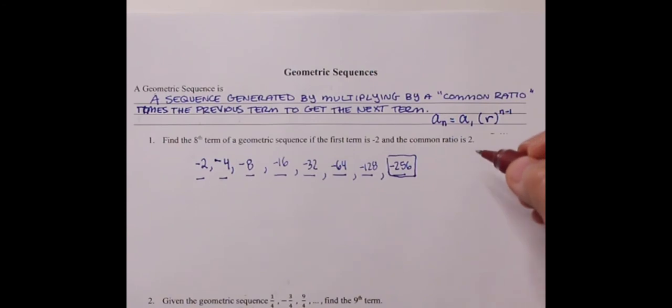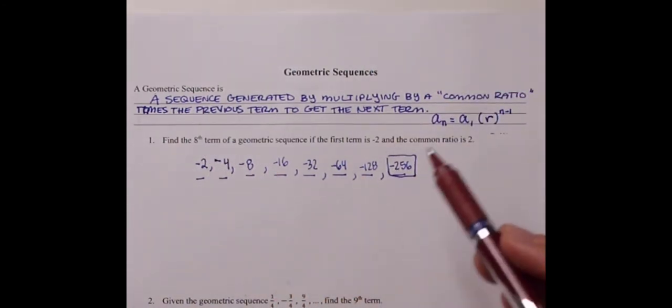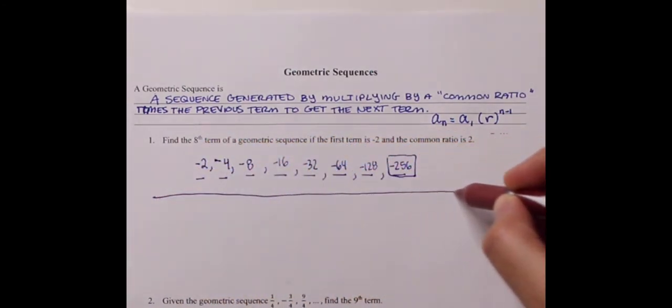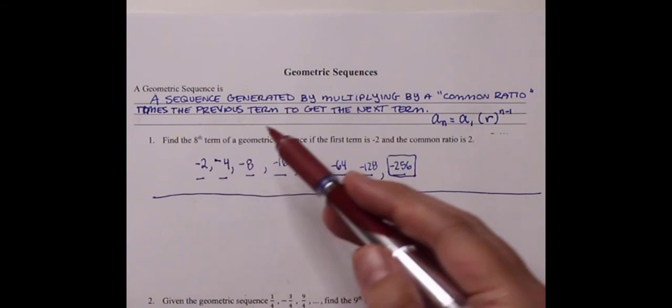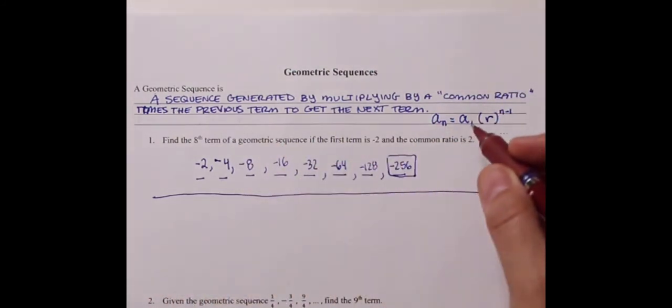I showed you this way because the 8th term is not too far down the list that we couldn't do it this way. But in general, it's usually longer to do it that way, especially if the question said the 88th term or something further. So let's do it the way with the formula.